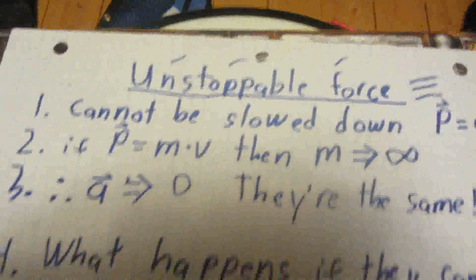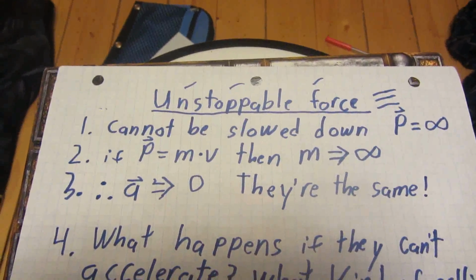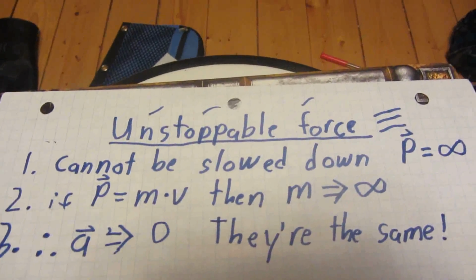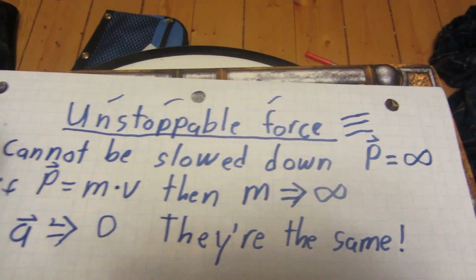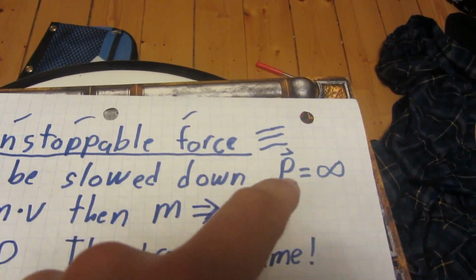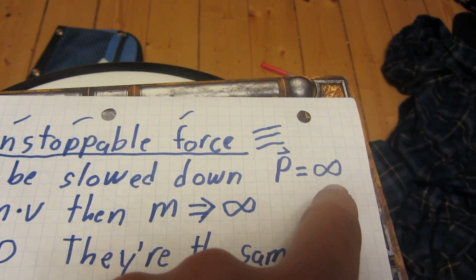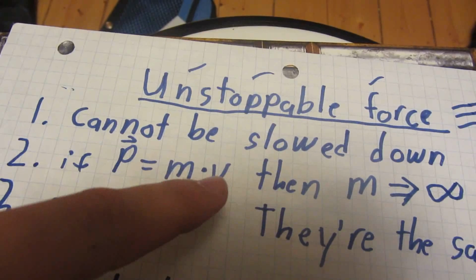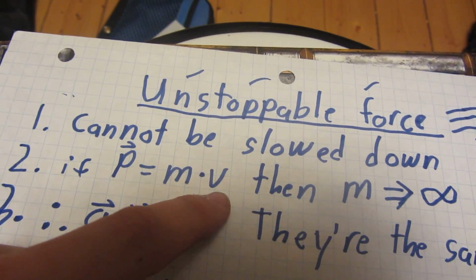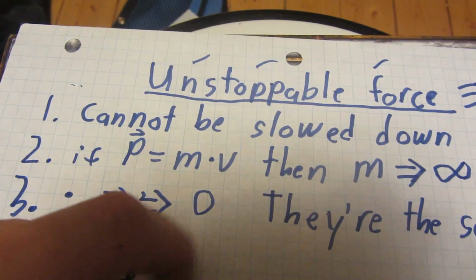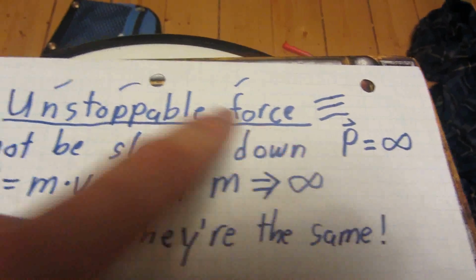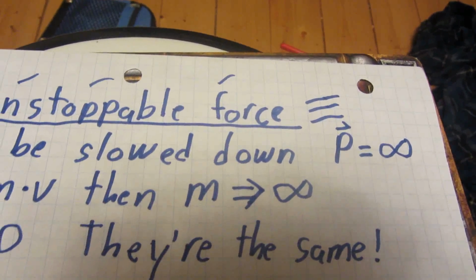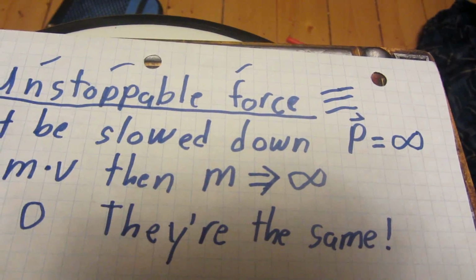Okay, unstoppable force. In this situation, an unstoppable force is something that cannot be brought to rest by pushing on it. Therefore, it cannot be slowed down. And if it can't be slowed down, then it must have infinite momentum. And if we look at the equation momentum equals mass times velocity, if the velocity is constant, say it's going at 100 miles per hour, then in order to have infinite momentum, the mass must also be infinite. And we know from E equals mc squared that infinite mass equals infinite energy.